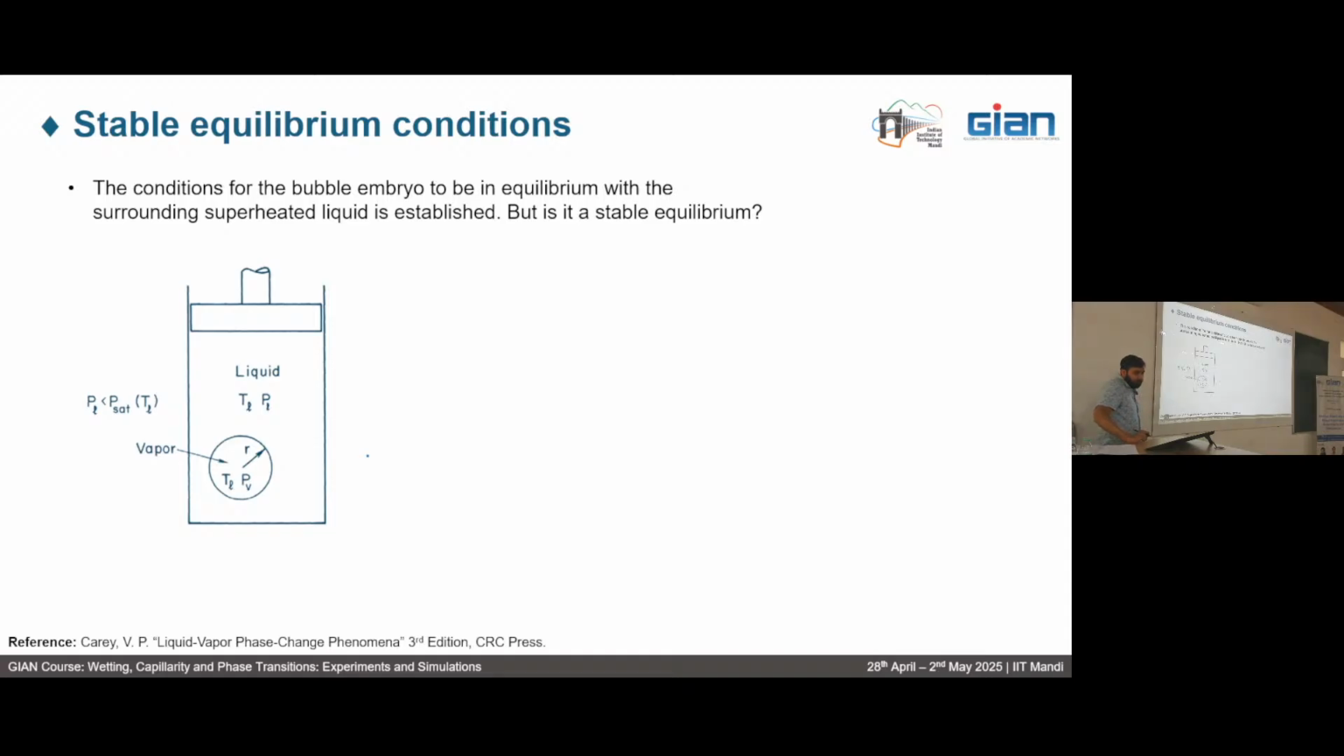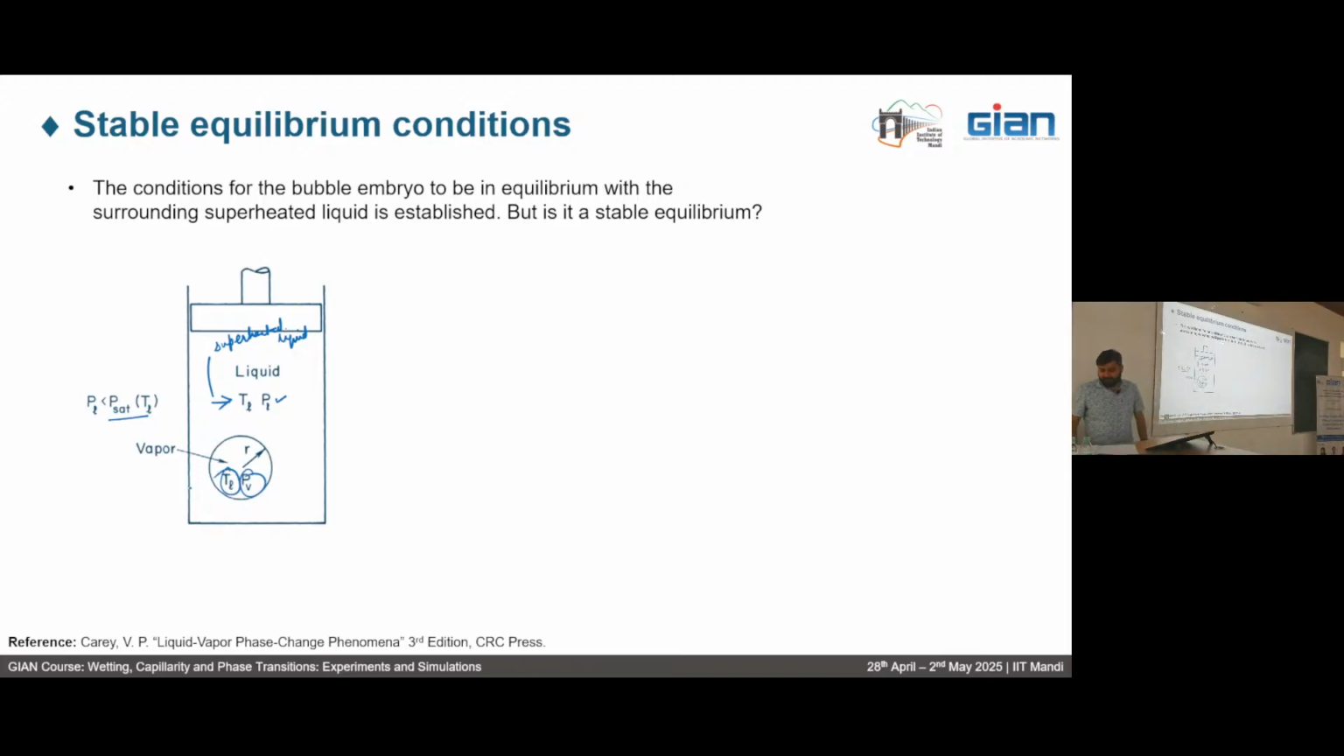For that, we take a system where we have a liquid at temperature TL, and this TL is the temperature of the superheated liquid, and we have pressure PL. Of course, this pressure is less than the P saturation at temperature TL. Then we have an embryo of vapor which has pressure PV, and the temperature is TL here.